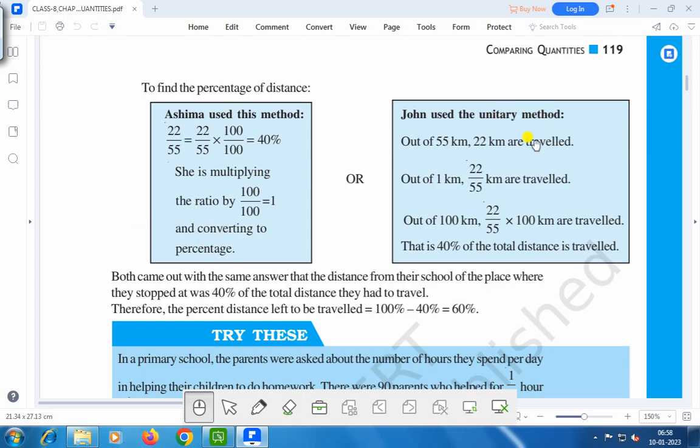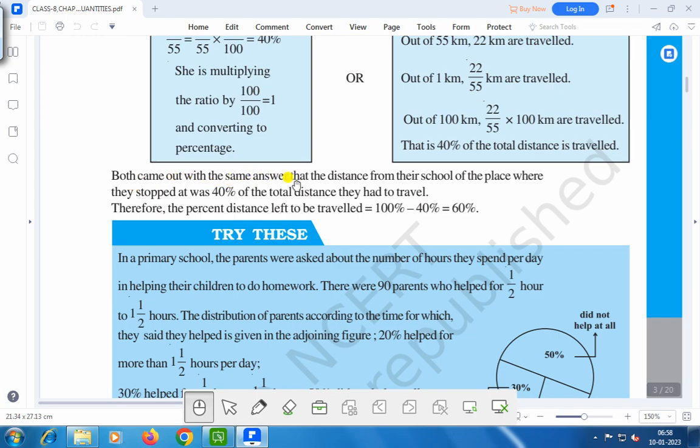John used the unitary method. Out of 55 km, 22 km are traveled. Therefore, out of 1 km, 22/55 km are traveled. Out of 100 km, 22/55 × 100 km are traveled. Therefore, 40% of the total distance is covered.